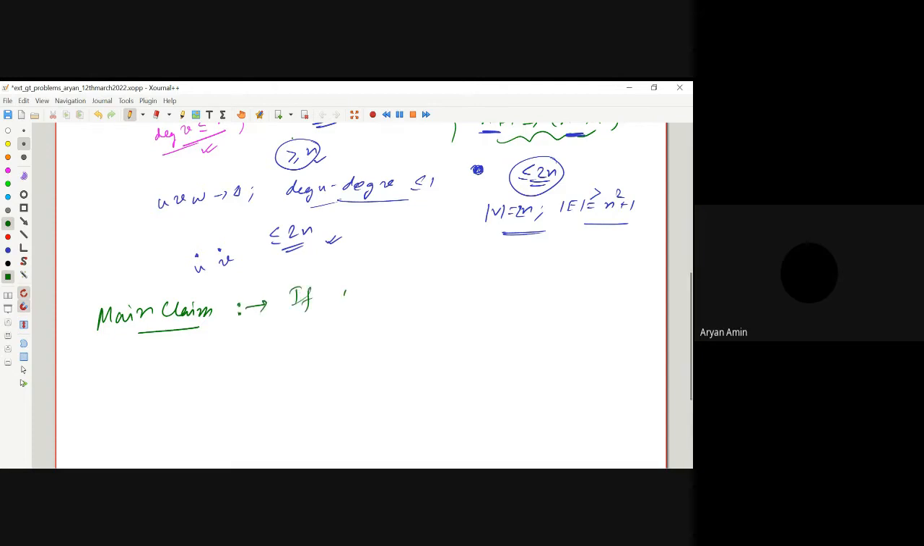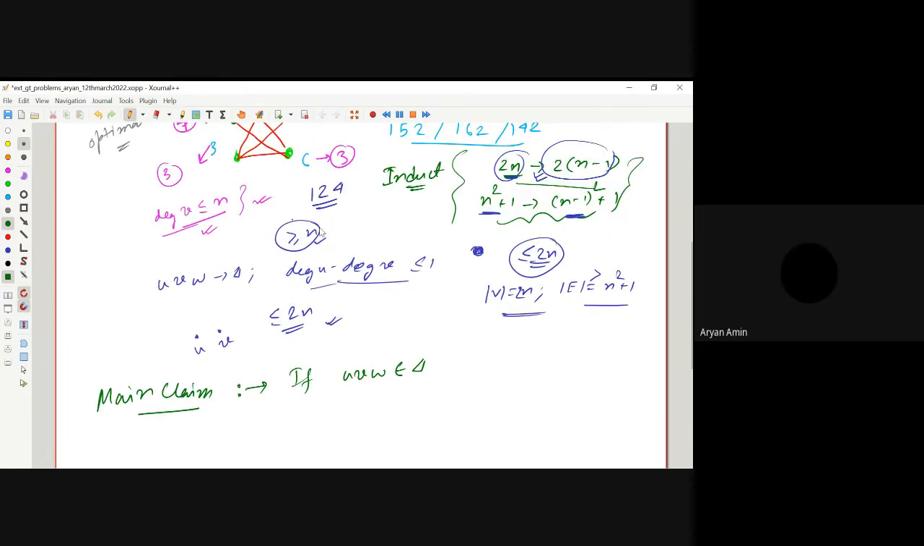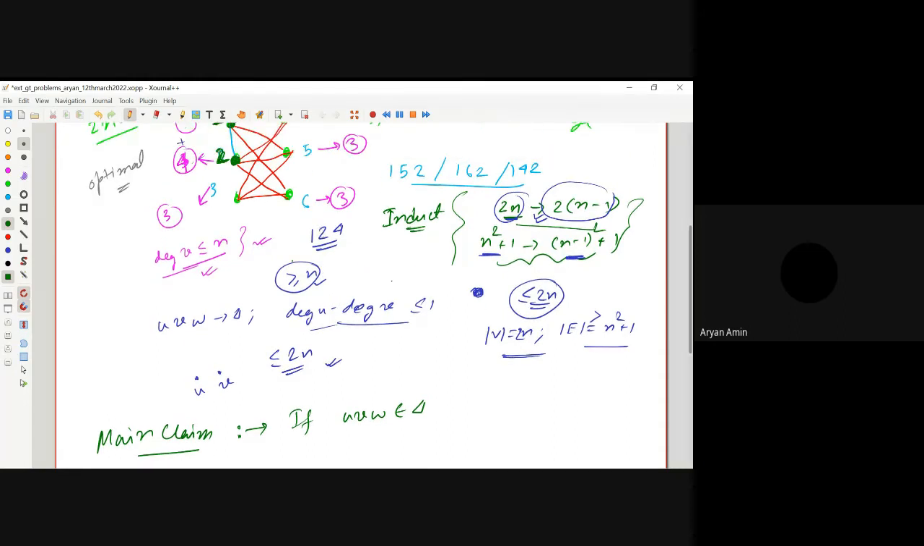If UVW is a triangle, then there is a vertex whose degree is at most n. Yeah, but that deletes only one vertex, right? So you are going from 2n to 2n minus 1. That doesn't really help with induction. And you're going from n squared plus 1 to at least n squared minus something like that. Doesn't really help with induction. For you to carry out induction, you need to delete two vertices. Yeah, so that is the idea.